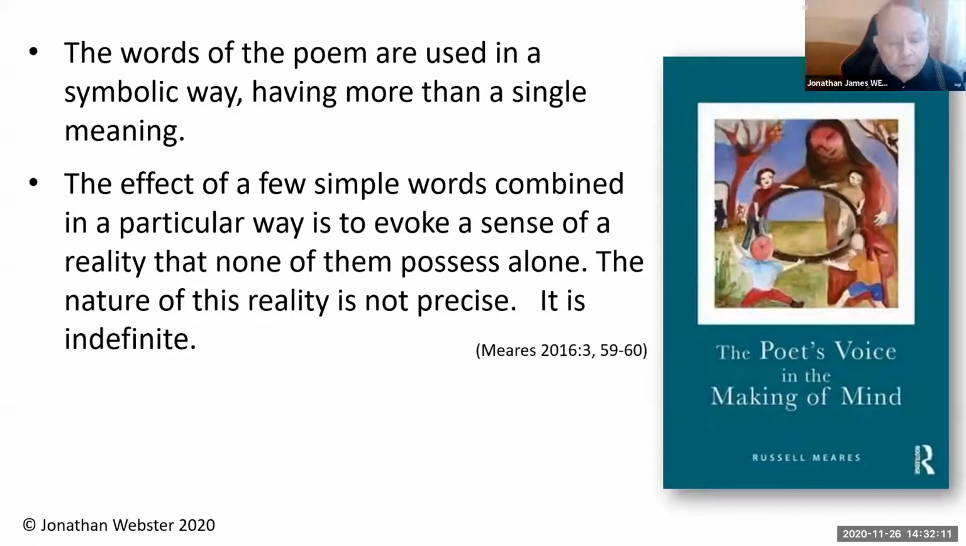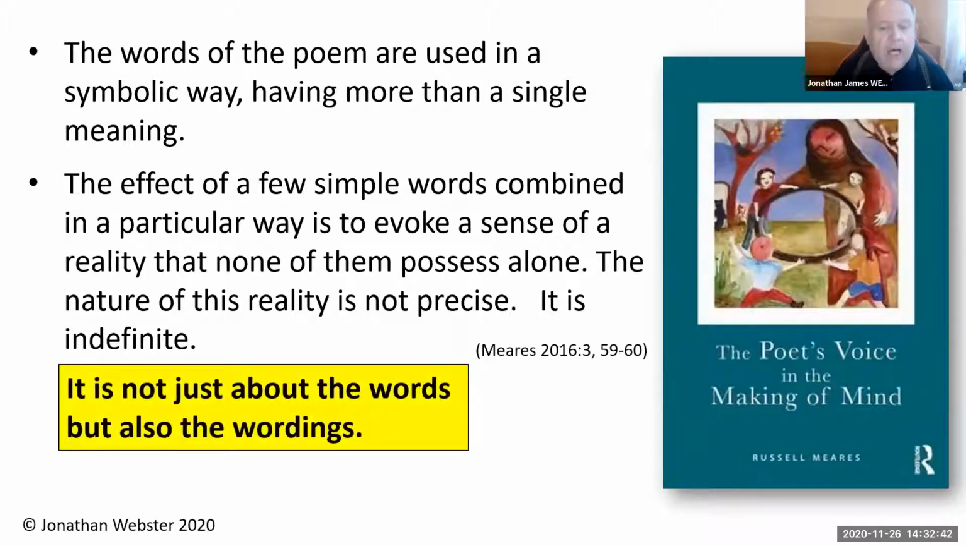And from this book, he says this: the words of the poem are used in a symbolic way, having more than a single meaning. The effect of a few simple words combined in a particular way is to evoke a sense of reality that none of them possess alone. The nature of this reality is not precise. It is indefinite. So it's not just about the words, it's about the wording, how the words combine in a particular way to evoke a sense of reality that none of these words possess by themselves.